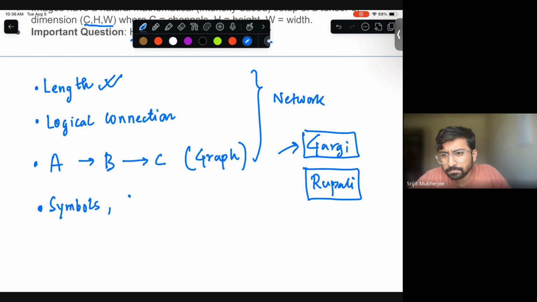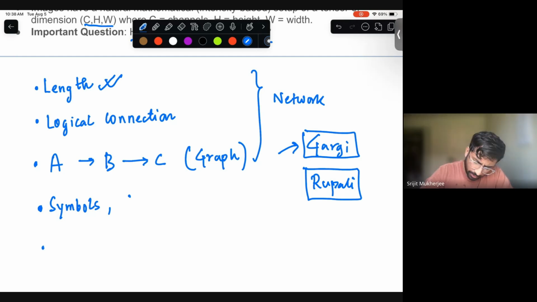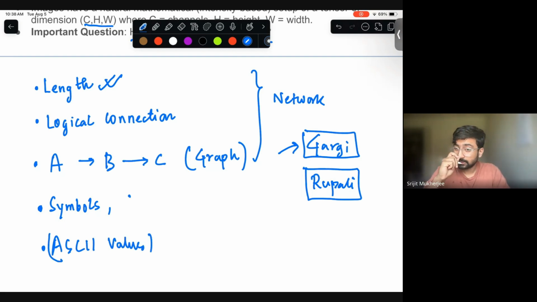Yes, Hindol. I have one point to say: we can also use the ASCII values of the characters that make the word. So ASCII values is a good idea. That's a very good guess. Yes. What else?